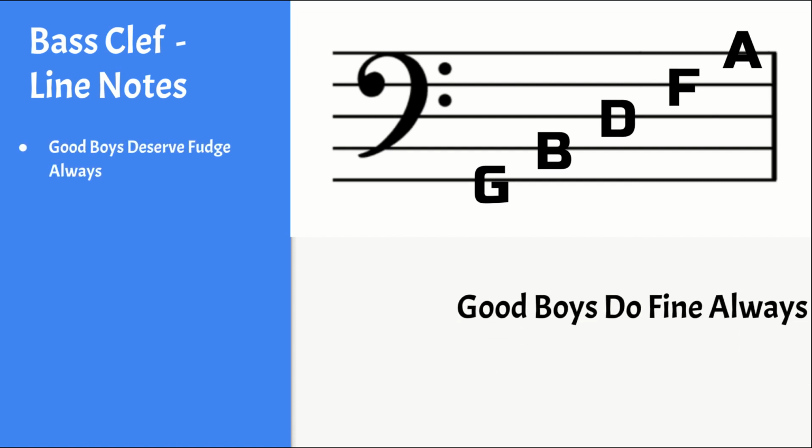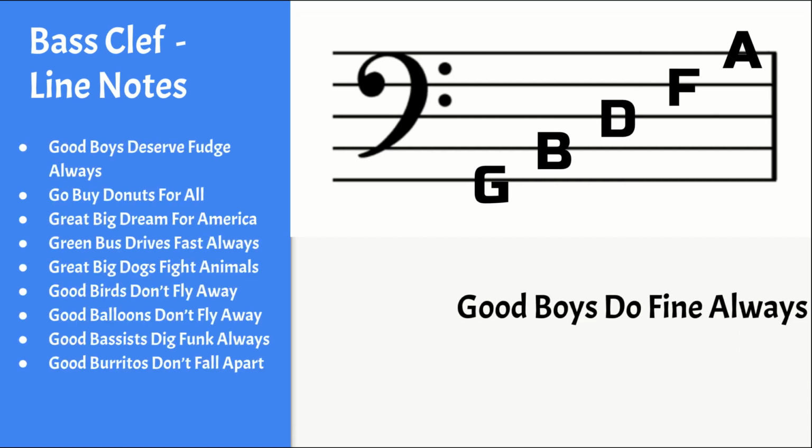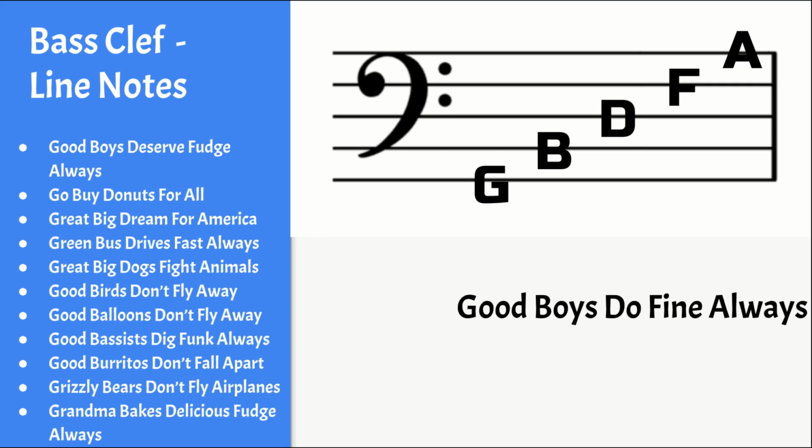But now let's talk about some of the mnemonics we can use to remember all of these. You can see them all there. My personal favorite, bar none, is go buy donuts for all, because who doesn't love a good donut? Then you've got Great Big Dream for America. You can go all patriotic. But my other favorite one here is grizzly bears don't fly airplanes. And I've been running the joke, if I go on an airplane and I see a grizzly bear in the cockpit, I am getting back off of that airplane, no doubt.